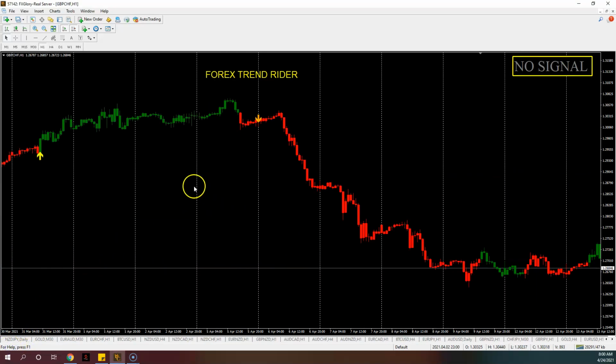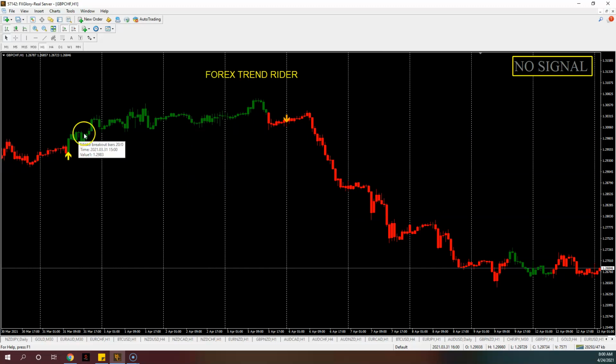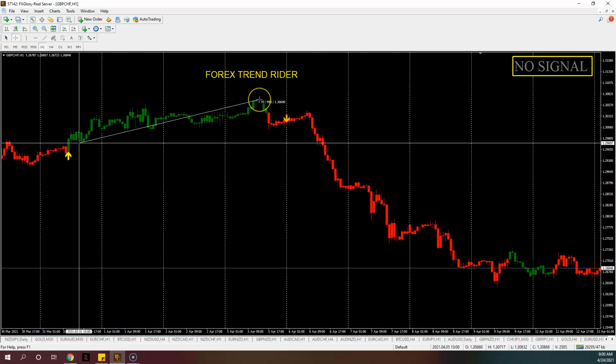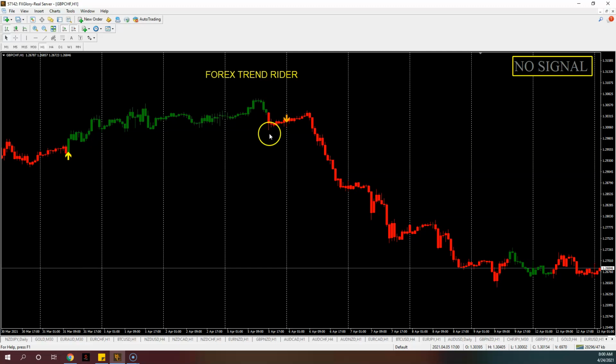Here are two trades that lasted at least 2 days. Buy signal on pound Swiss. Again, the trend writer indicator will stay green as long as the market's in an uptrend. It's 99 pips. If you exit it when the candle turned red, that would have been 69.